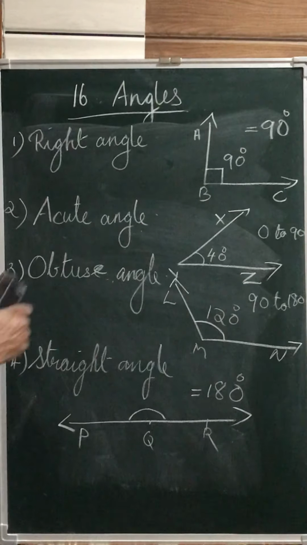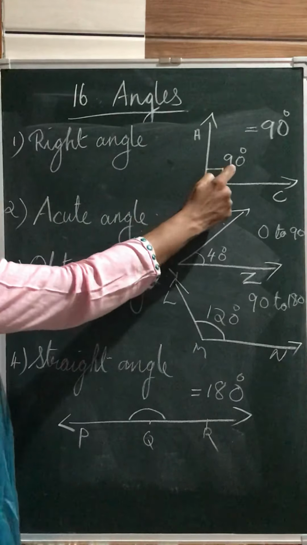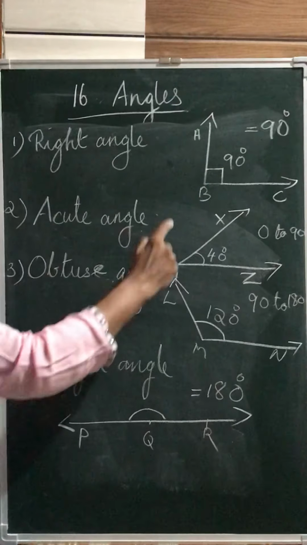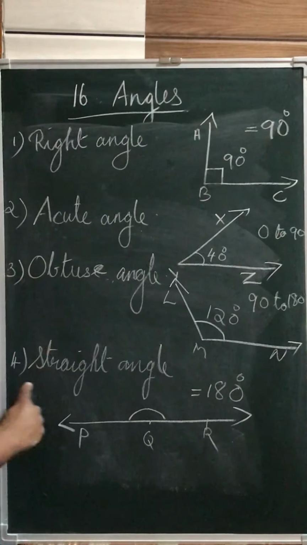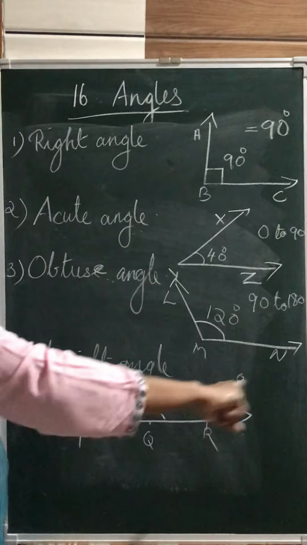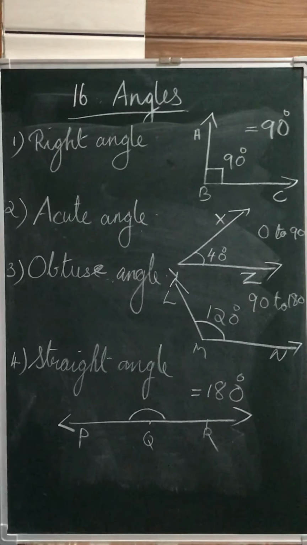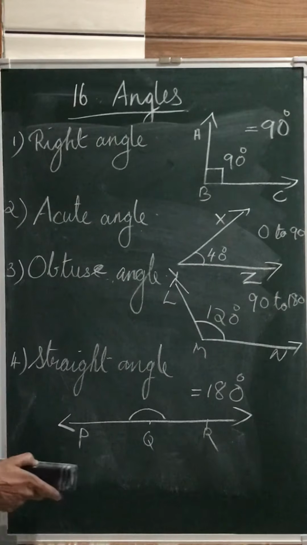First one is right angle. Right angle means 90-degree angle. Acute means less than 90. Obtuse means greater than 90. Straight angle means perfect straight line, that is equal to 180 degree, that is straight angle.